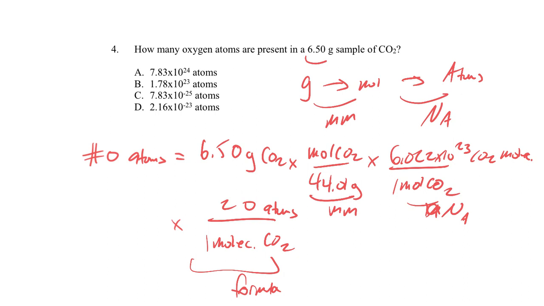6.5 divided by 44.01 times Avogadro's number, 0.022 E23, and then times 2. This is 2 oxygen atoms per CO2. And that's 1.78 times 10 to the 23.